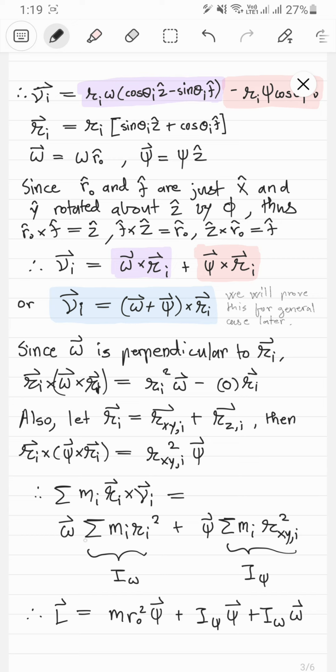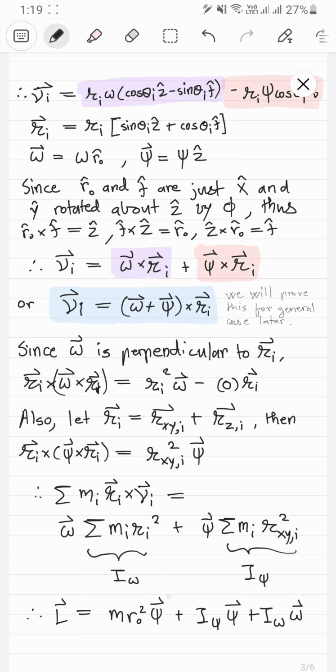So finally we can write the angular momentum that we were looking for, right? The second term in the angular momentum equation, we can write as summation of mi ri cross vi. That will just be omega vector times the moment of inertia about the axis which omega vector is aligned with, right? Plus psi vector times the moment of inertia about the psi axis, so the z axis basically. And that's why you can write angular momentum like this.